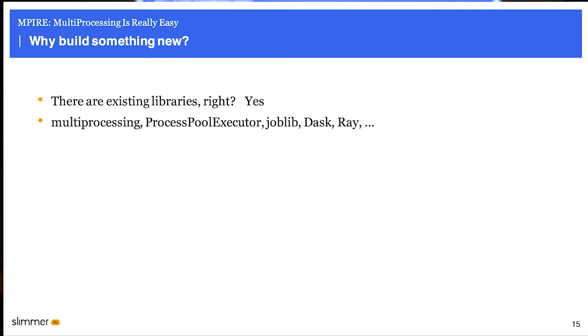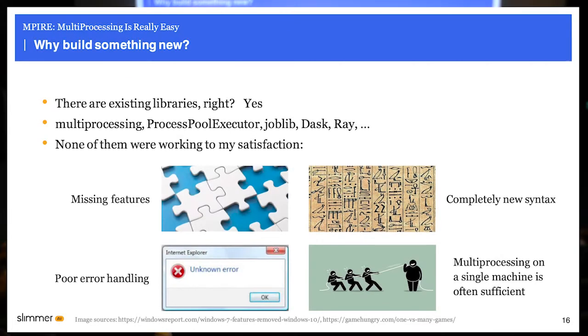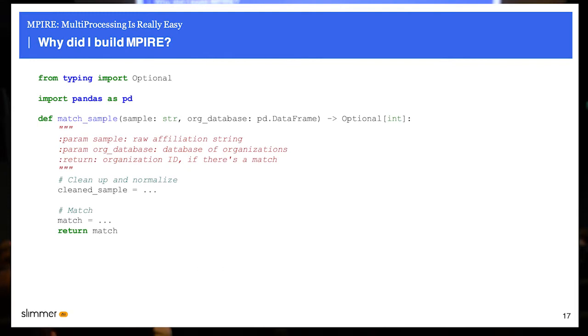And the latter two are actually also distributed computing platforms if you want to distribute your work over multiple machines. However, when I started building MPIRE 4 years ago, none of them were working to my satisfaction. Either they had missing features, introduced a completely new syntax where you're just used to vanilla multiprocessing, or they had very poor error handling. And in the case of Dask and Ray, multiprocessing on a single machine was often sufficient, and then setting up a whole cluster of workers can be quite a nuisance. I'll get back to showing you several examples of these during my presentation.